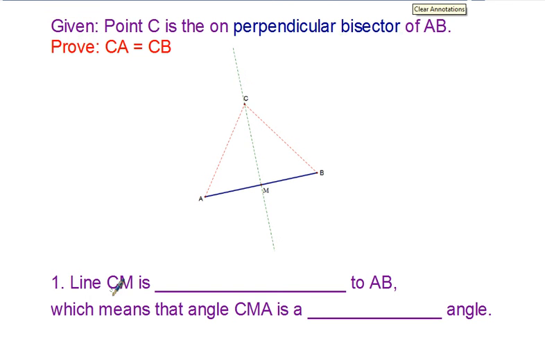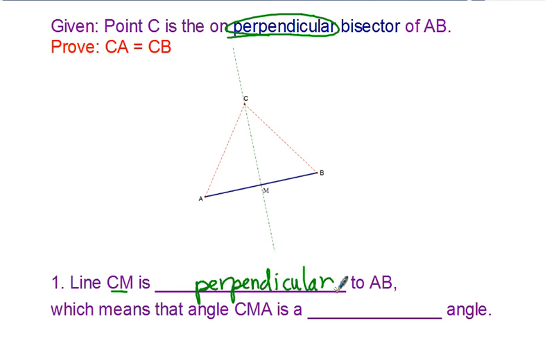Okay, so line CM is, we're told, perpendicular to AB. So that's a fact about the line. And what does the word perpendicular mean? Well, it means that it intersects to form a right angle right here. So we can infer that angle CMA is a right angle.